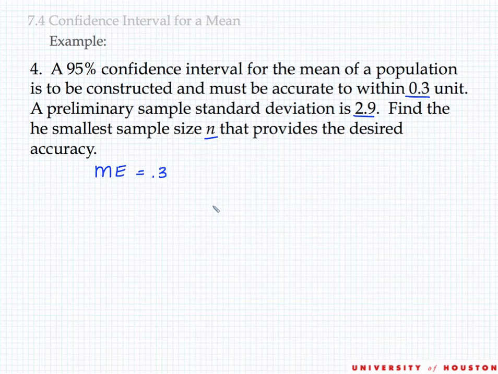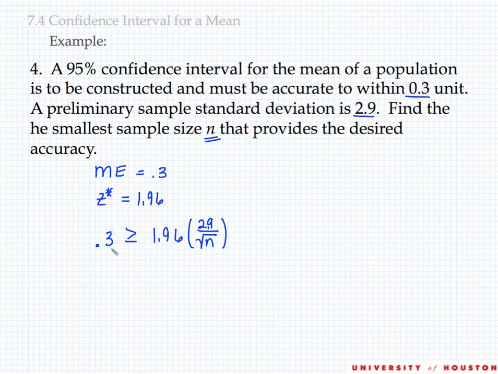Now, since we have the sample standard deviation, we would normally use t star. However, we don't know n, so we don't have a value to put in for degrees of freedom. That means we'll have to use a z star for a 95%. The z star for a 95% confidence interval will be 1.96. So our margin of error has to be greater than or equal to our margin of error calculation, which is our critical value times the standard deviation over the square root of n.